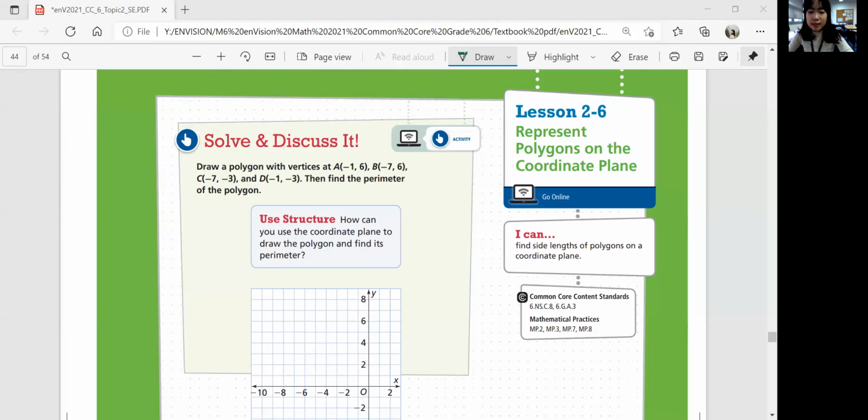Hi guys, this is lesson 2-6, represent polygons on the coordinate plane. In this lesson, you will find side lengths of polygons on a coordinate plane. You will also find the perimeter of polygons on the coordinate plane. Let's look at solve and discuss a question.